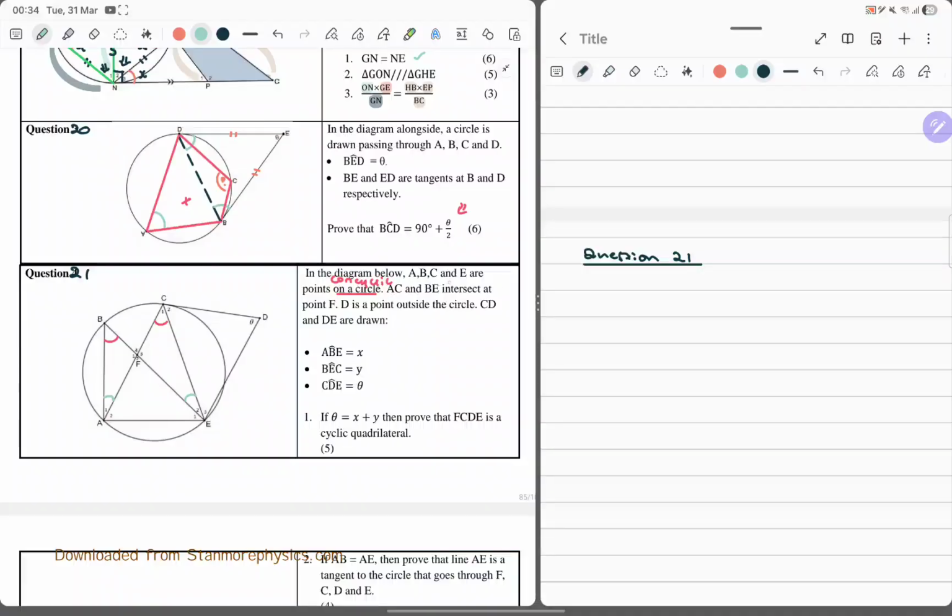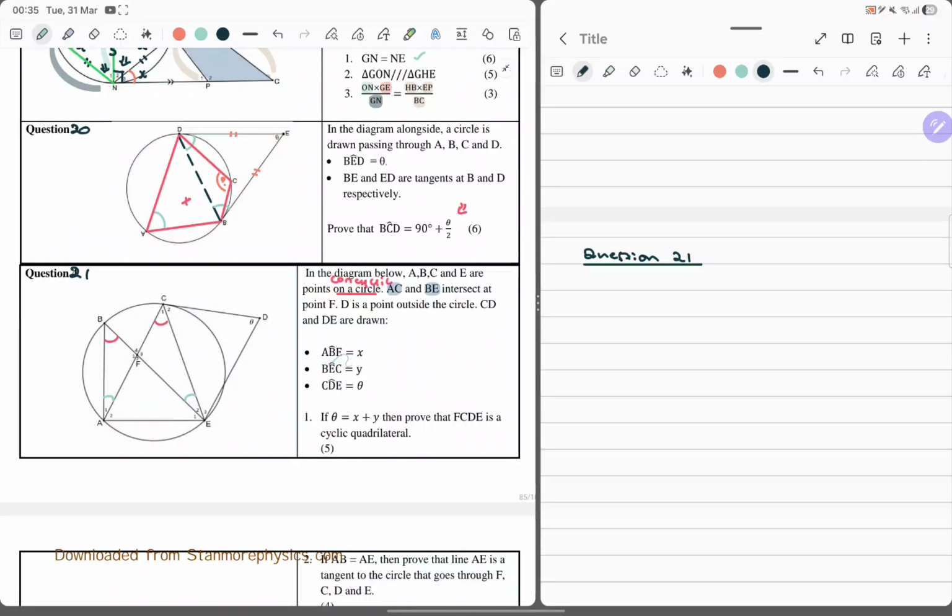All right, AC and BE intersect at F. Those are straight lines. Once you see this naming, it's already highlighting that we are dealing with straight lines. So be familiar with the way we name things. D is a point outside the circle. CD and DE are drawn again. Those are nice straight lines. Cool. So what are we going to do about this?